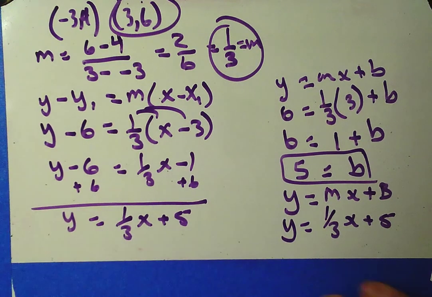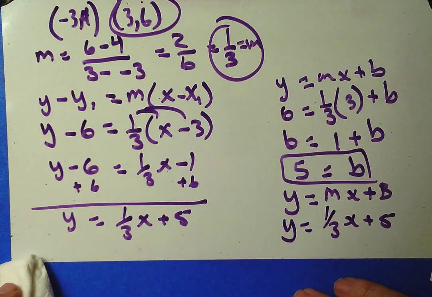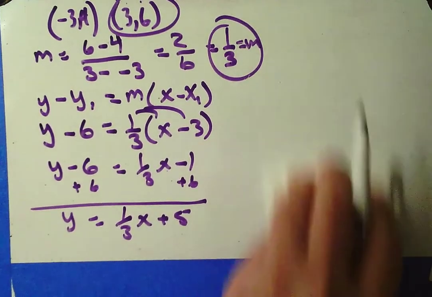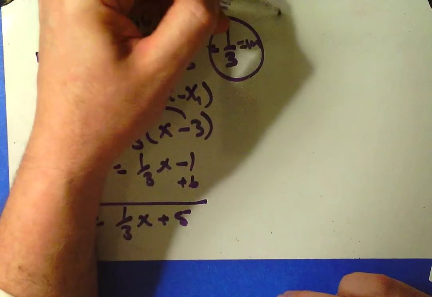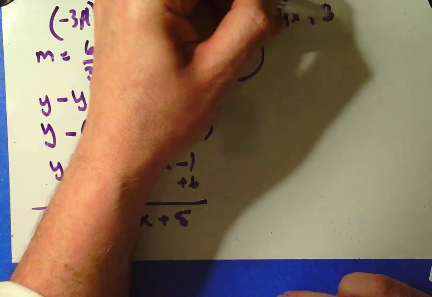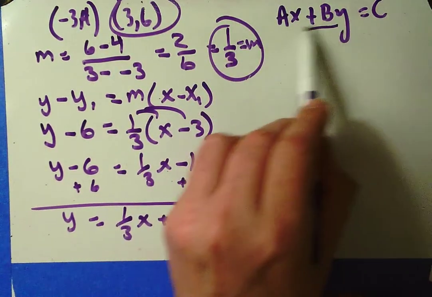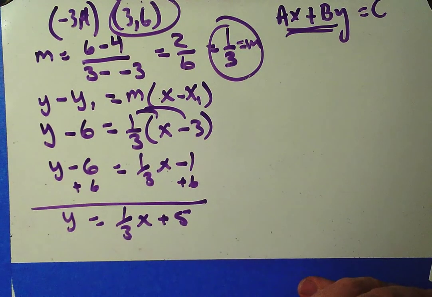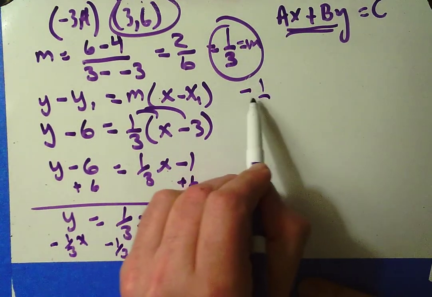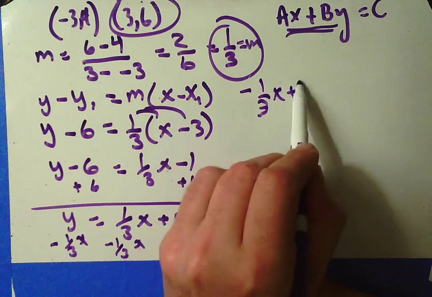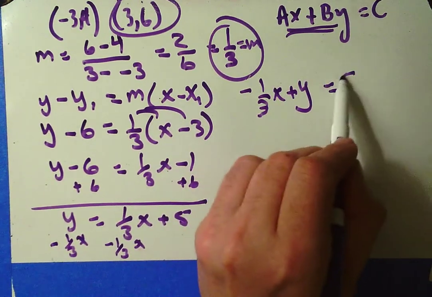Oh, but wait. Number 3 shows its answer not in slope-intercept form, but in standard form. So let's think about how we can go from slope-intercept form, y equals form, to standard form. Remember, standard form is ax plus by equals c. Notice the variables are on the same side. So I need to get this variable onto the other side. I'm going to subtract 1/3 x from both sides, and I'm going to have negative 1/3 x plus y equals 5.